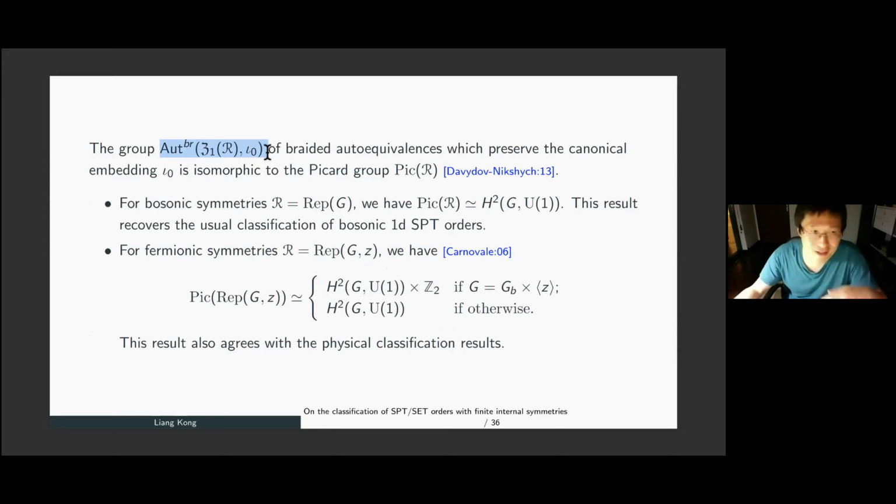Yes, indeed, automatically. In this case, you can check that this group is equivalent to the Picard group of R, by a result of Davydov and Nikshych. And from that, you can compute this Picard group explicitly, and you see that it is exactly the H^2 cohomology, which recovers the old result in physics. And in the fermionic case, when the symmetry is fermionic, you recover this classification, which was obtained by Xiao-Gang earlier using the so-called Jordan-Wigner transformation, in a case-by-case manner, because in that case we didn't know how to do it universally. In this way, we got a universal approach, and the result agrees with the physical classification.